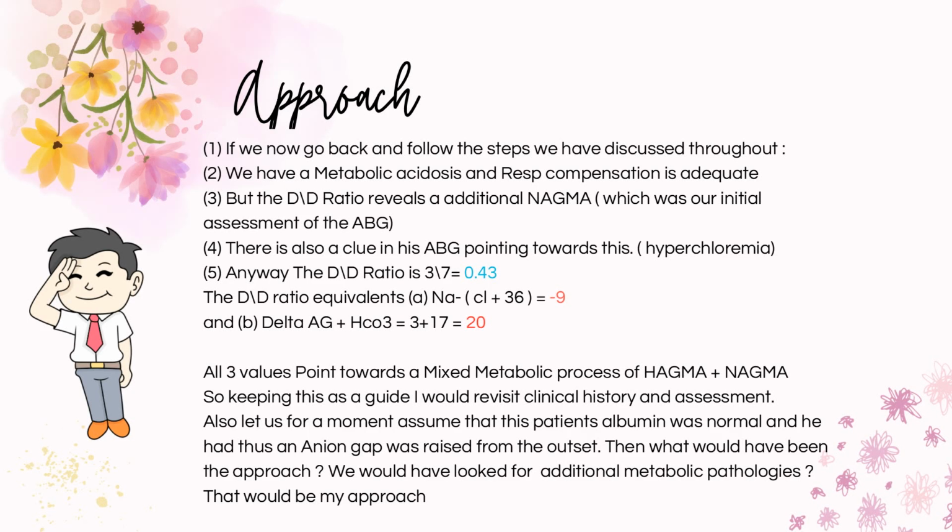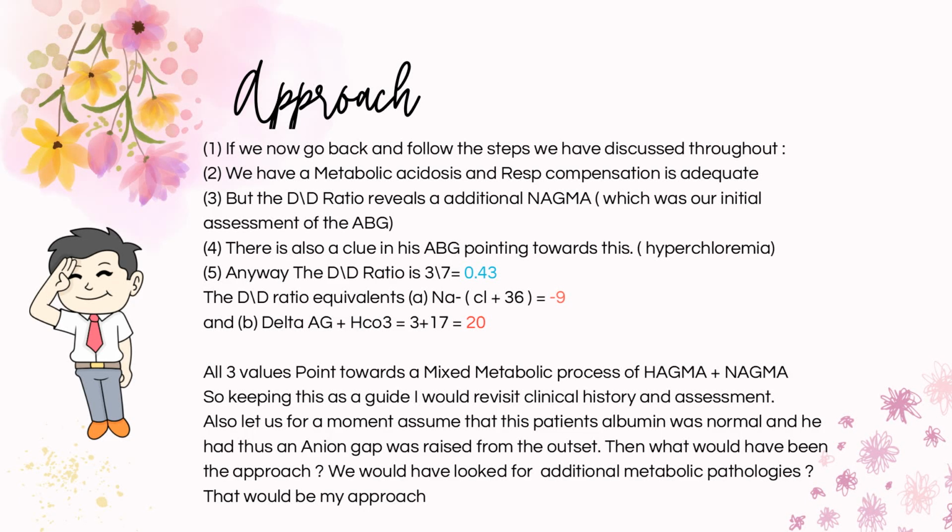In a patient who's got HAGMA, and only in patients who've got HAGMA, I do a delta-delta ratio, and then we find that this patient's values point towards an additional NAGMA. If you do the equivalent methods to delta-delta ratio, which I had discussed previously, that also would give a clue that this patient's got an additional NAGMA. So I would say that this patient's got adequately compensated HAGMA plus a NAGMA. Okay, so that would be my assessment.